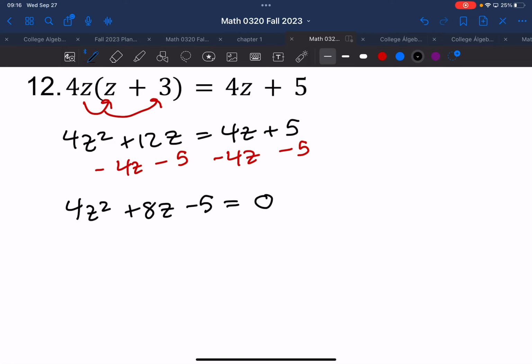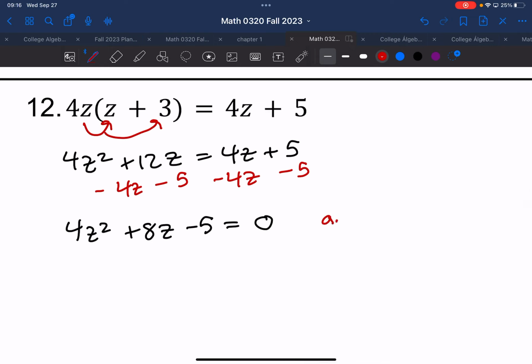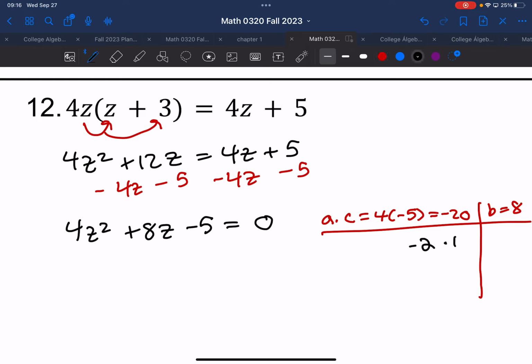No. So I'm just going to go on and do my A times C and find my factors. So in this case, A times C is 4 times negative 5, which is negative 20. And my B value is 8. So I need two numbers that multiply to negative 20 but add to 8. Negative 2 and 10. Good, negative 2 and 10. So negative 2 times 10, if I add those together, gives me a positive 8. So I'm using the factors of negative 2 and positive 10.